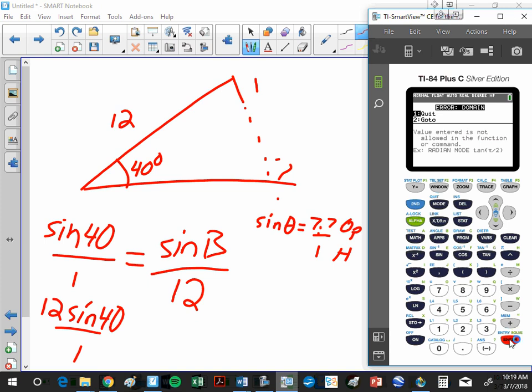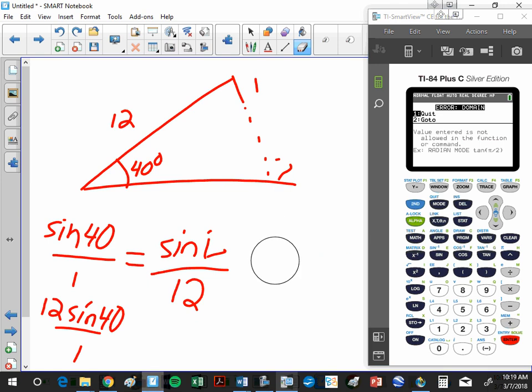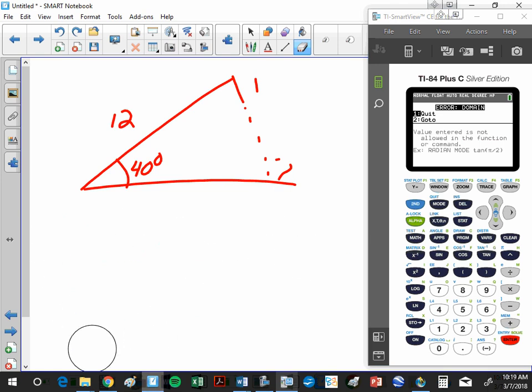Okay? What about something in the middle? Okay, this is the hard part. What number do you think we could put where we will end up with two triangles?